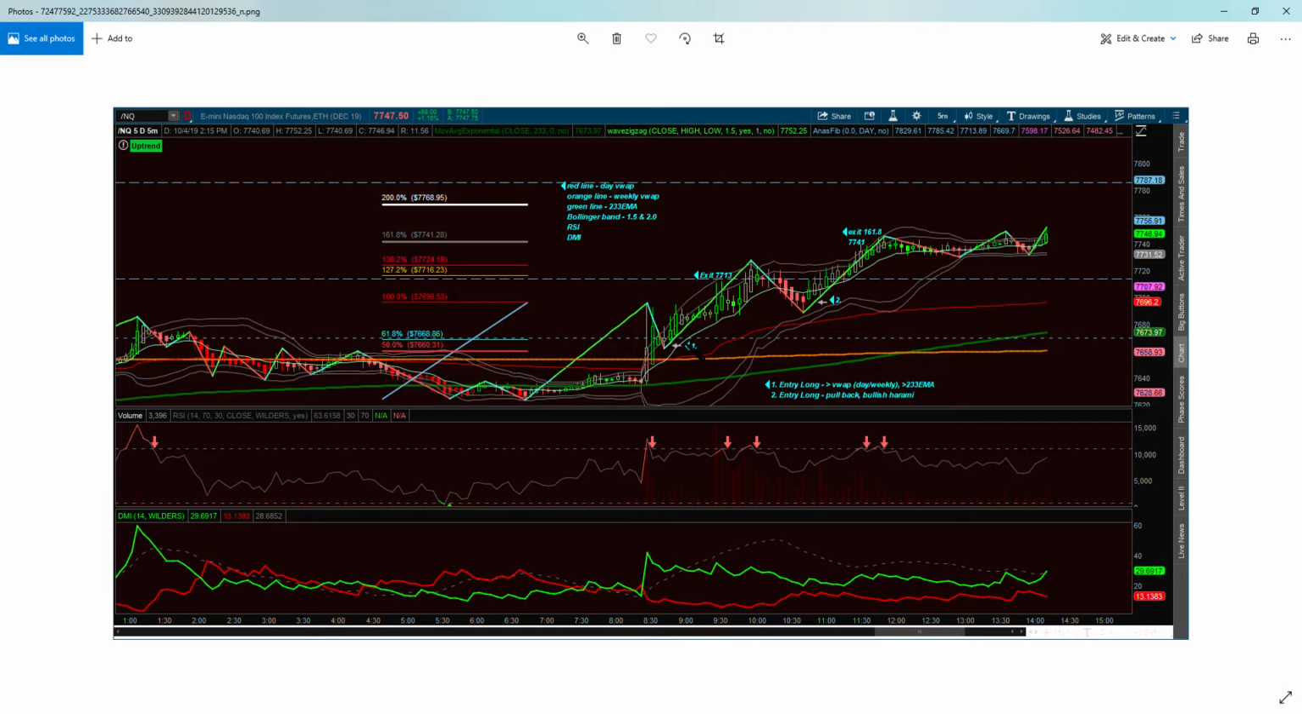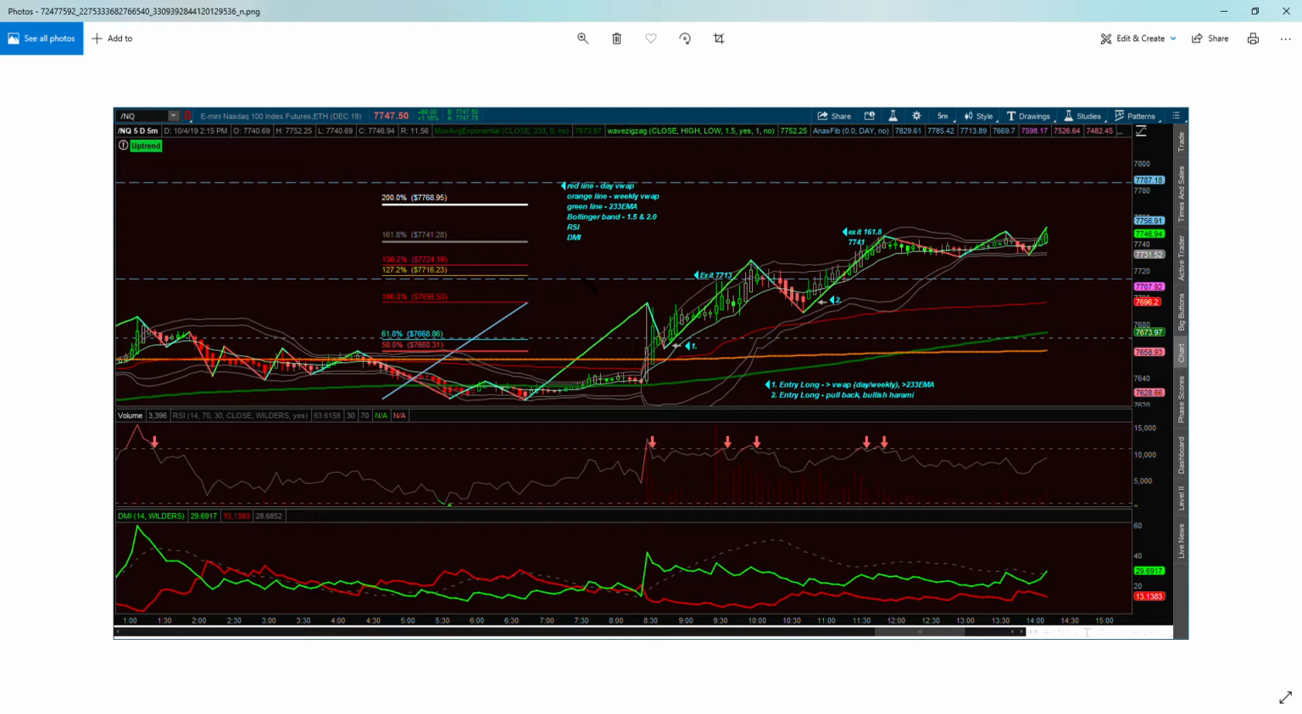And so, like right here on the pullback, I did get in at 76. I think I was kind of late. I was doing something else too besides that. So I did enter there. And then I targeted the 77.13, which is the R2 on the pivot, which translates to 127 retracement, really. It's all about the Fibonacci and the pivot lines.